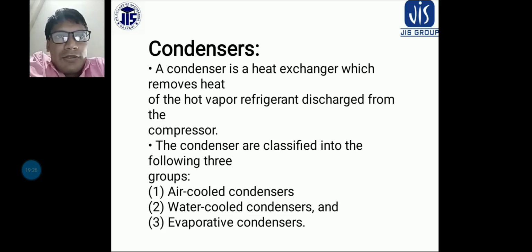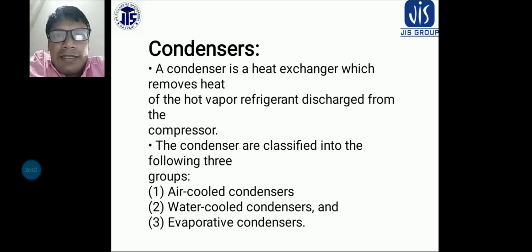And the manufacture should be quick and the pressure drop should be minimum. Okay, so these are the features you need when you are choosing a condenser, which is nothing but a heat exchanger that removes the heat of hot vapor discharged from the compressor. From the compressor we know that high temperature, high pressure refrigerant enters, and it is condensed in the condenser.